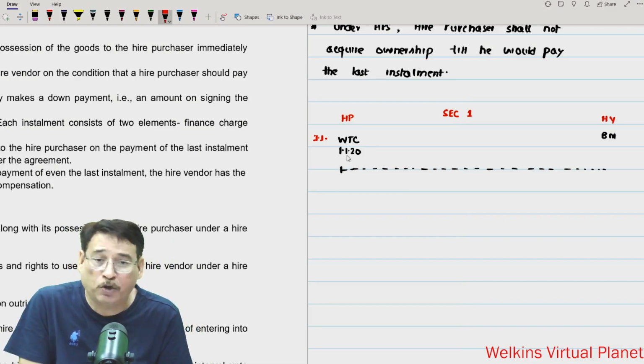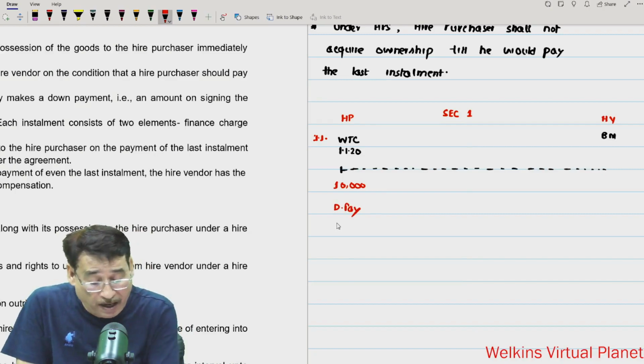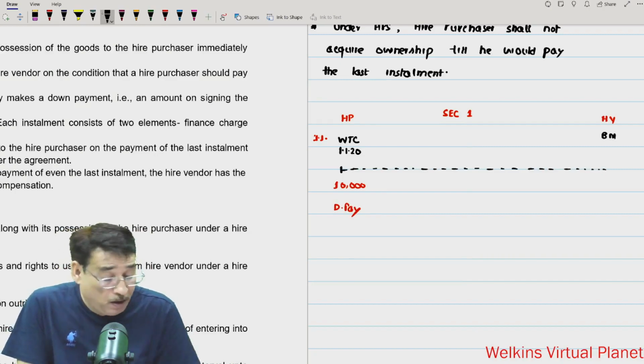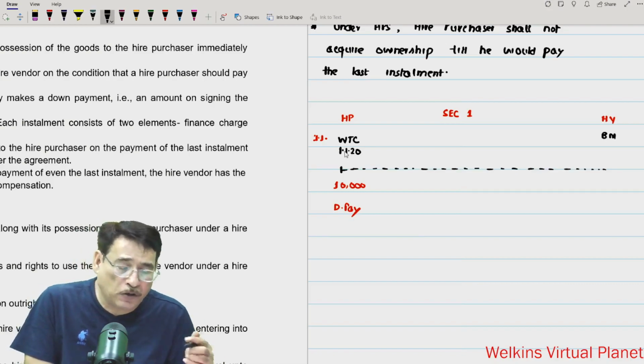As per the agreement which we just saw, WTC, who is the purchaser, will pay 10,000 because the agreement took place on 1/1/2020. So on this date, WTC Limited will pay 10,000 rupees as the down payment. This is down payment. And as per the agreement, WTC Limited will pay 3 more installments.